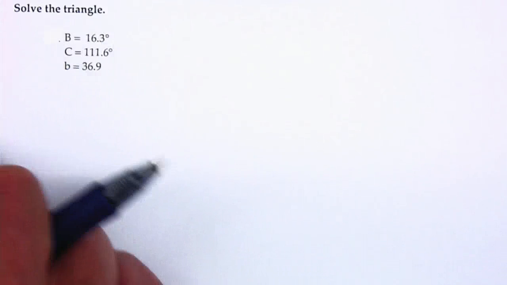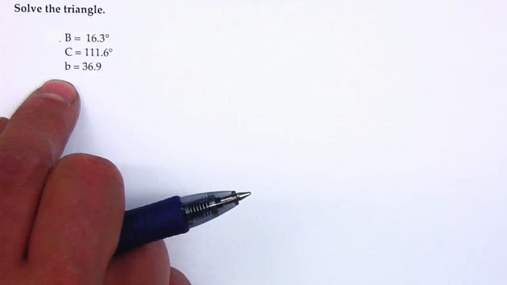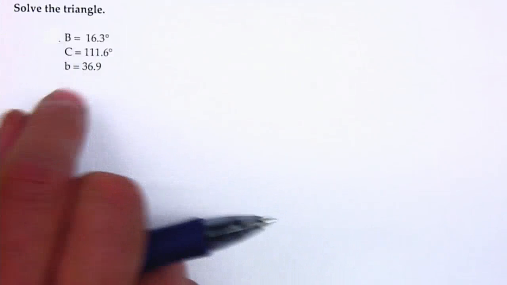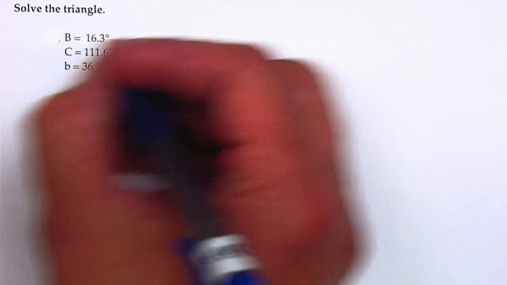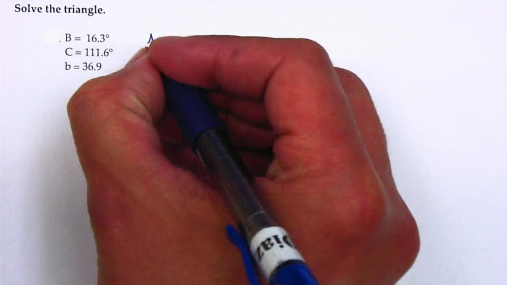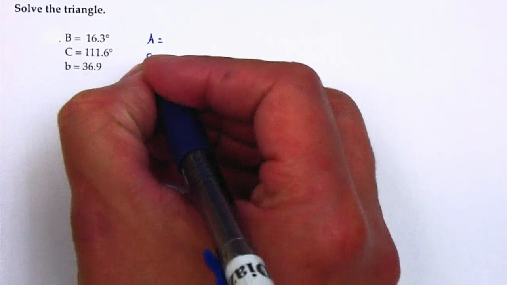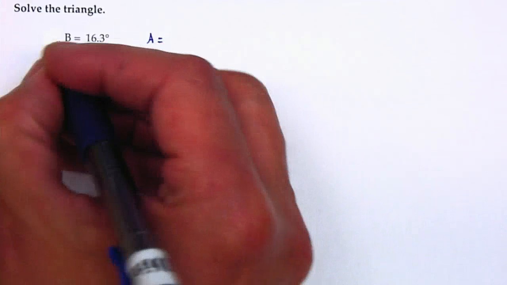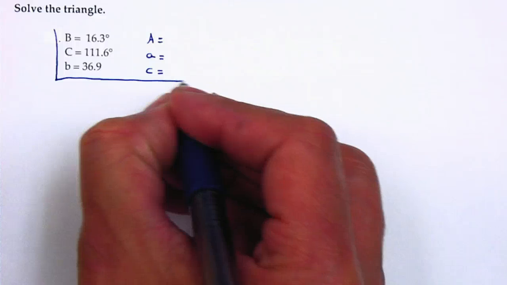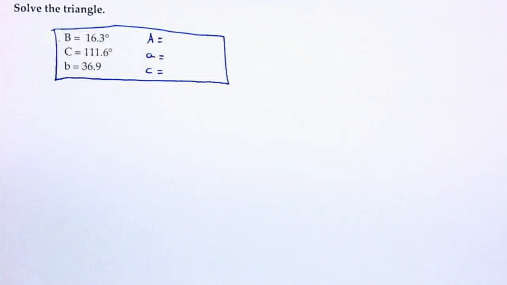Solve the triangle. They give you two angles and one side, and they're asking us to solve the triangle, which means that you need to be able to provide the rest of the pieces of the triangle. Given two angles, we are looking for angle A. We have side B, so therefore we're looking for side A and side C. And once we find those three components, we have solved the triangle. We've provided all the elements, those three angles and those three sides.